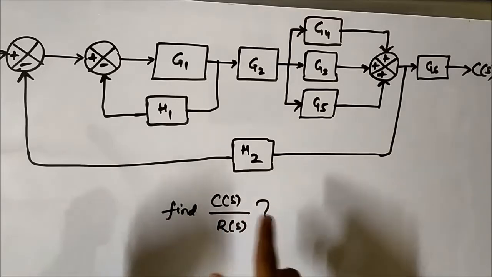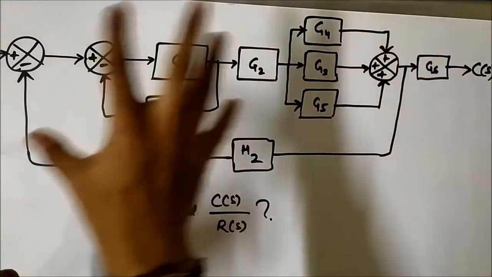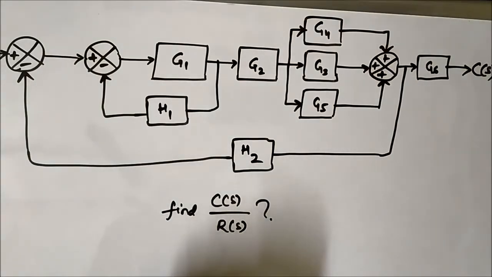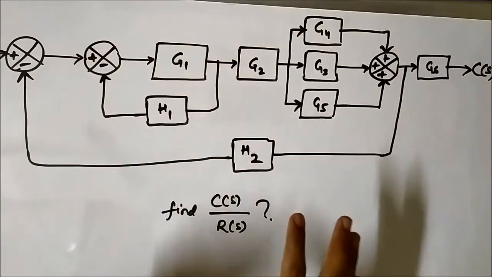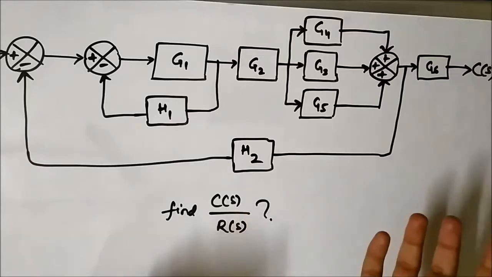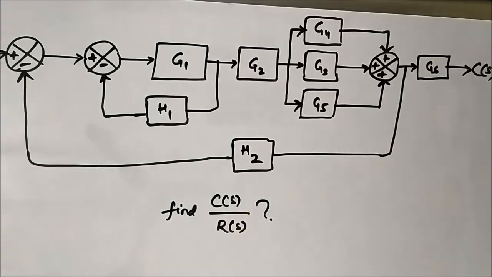So here we have to determine the transfer function of this given block diagram, but we are not going to use the block diagram reduction method, but we are going to use the signal flow graph method. So first we will convert this block diagram into signal flow graph, and then we'll determine the transfer function using Mason's gain formula.